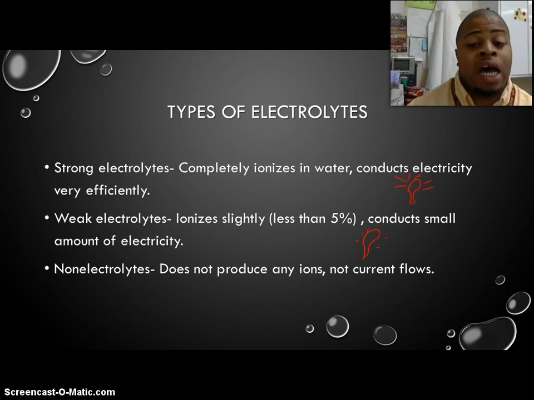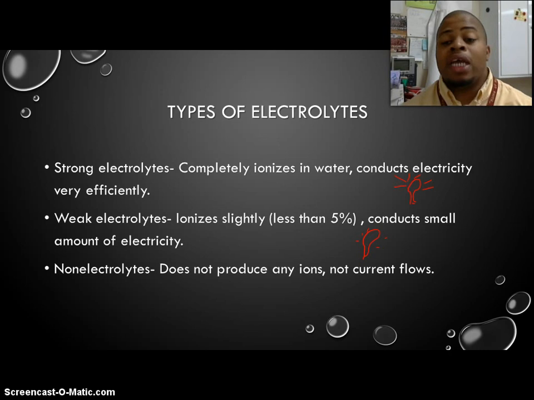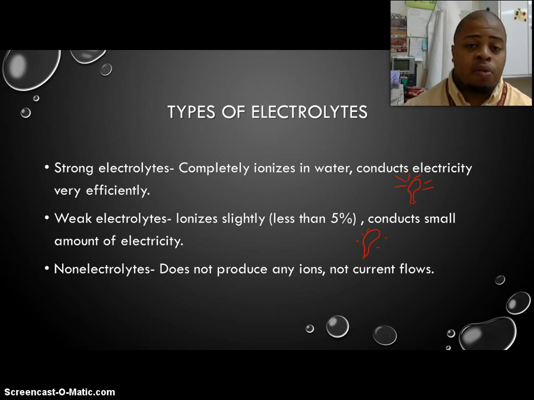And you have your non-electrolytes. They don't produce any ions. Because of that, you actually get no current flow when they're dissolved in water.